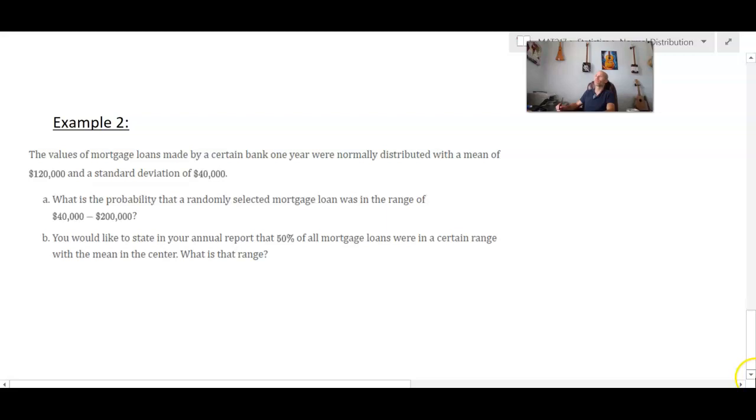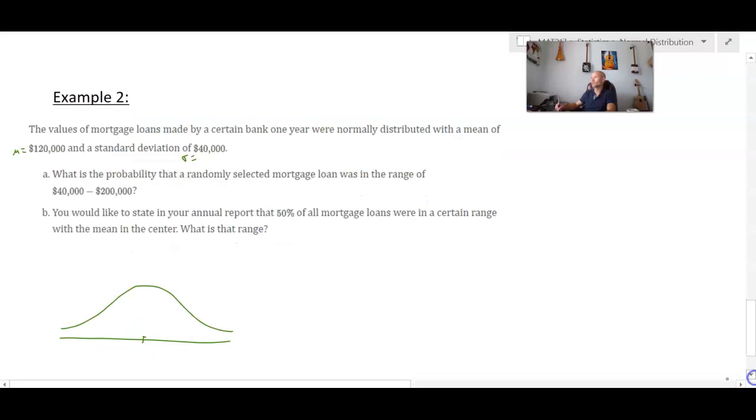The values of mortgage loans made by a certain bank one year were normally distributed with a mean of $120,000, so $120,000 mortgage loans, with a standard deviation sigma equals 40,000. So already I'm going to go ahead and do a quick sketch of this. This is going to be mu equals 120,000 and sigma equals 40,000. What is the probability that a randomly selected mortgage loan was in the range 40,000 to 200,000?